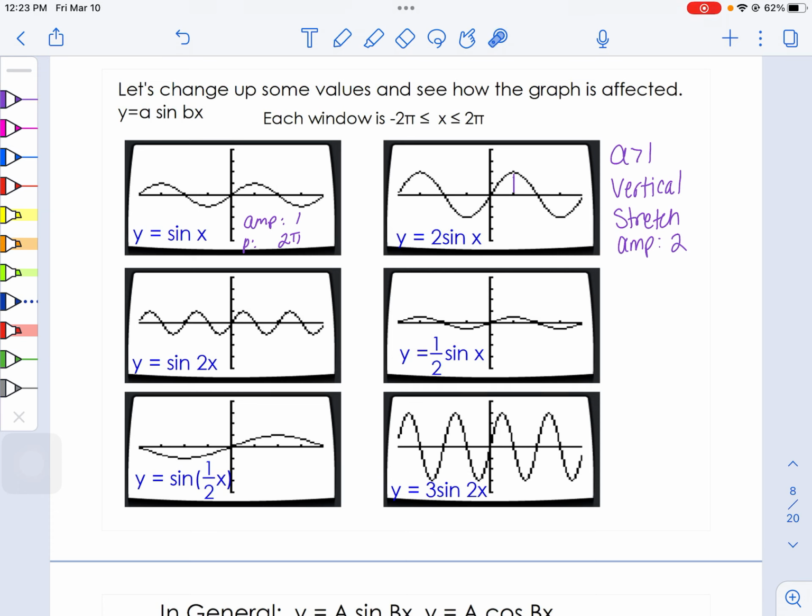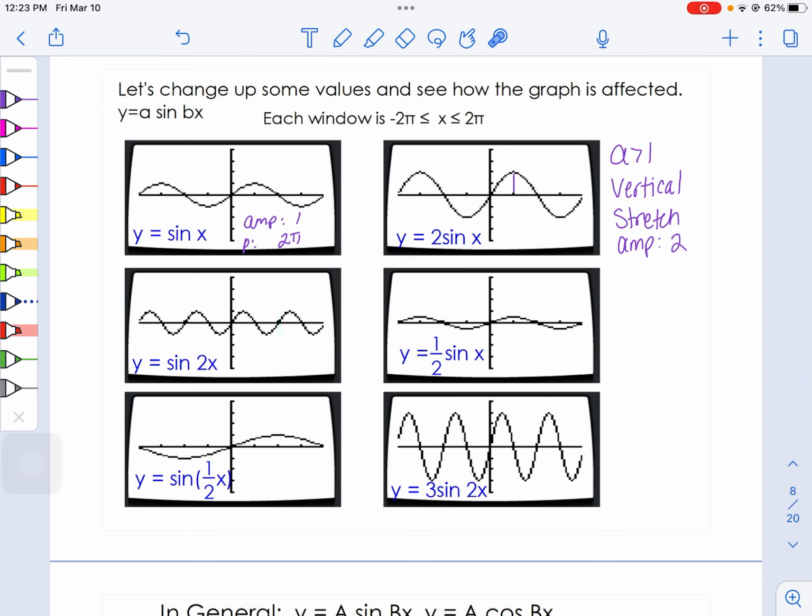In our next one, we changed the b value, so what's inside the function, to 2. And so now you can see it's actually the period that's affected. Before, 1 full cycle was like up and then down. Now you can see a full cycle is still up and down, but it occurs in half the amount of time. So here half the cycle occurred at pi over 2, or at pi. Now the full cycle is done at pi.